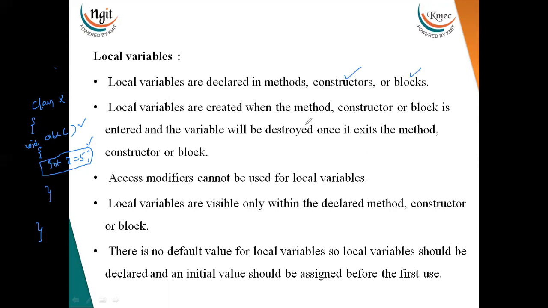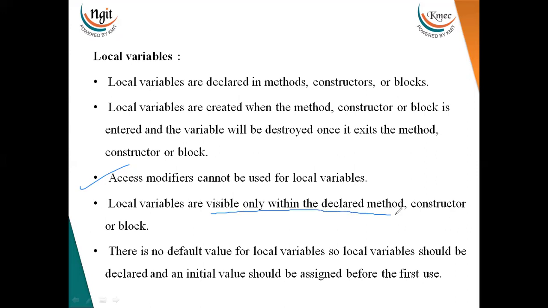These local variables are created when the method, constructor, or block is entered. These variables are destroyed once the controller exits this block. Whenever the controller is exiting the block, the variables are going to be destroyed. The variables are created whenever the controller is entering that block, right? This is how the variable is created and destroyed. Access modifiers cannot be used for these local variables. You cannot apply public, private, protected, and default, right? And local variables are visible only within the declared method.